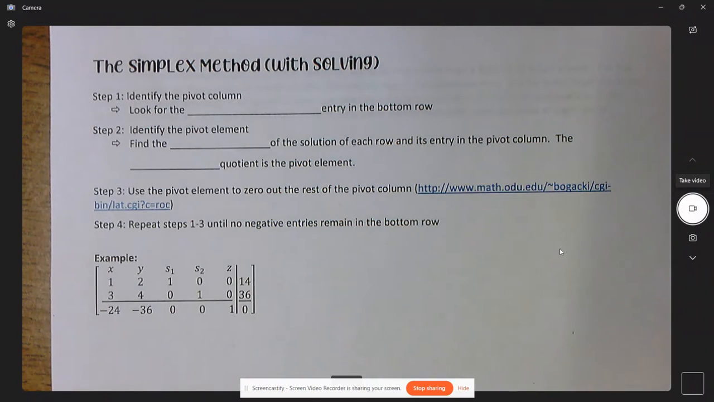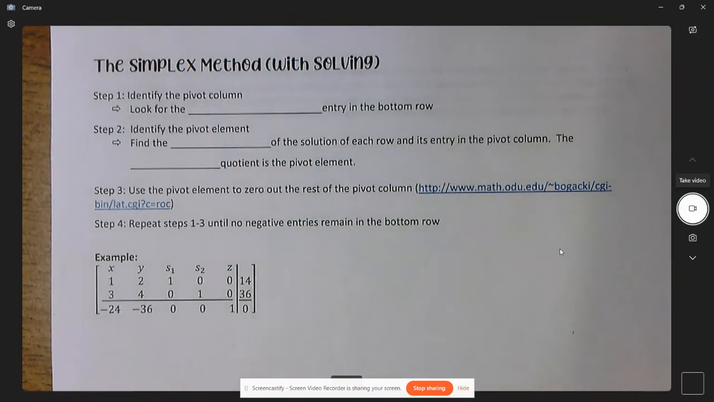All right, so this video is going to be about the simplex method with the actual solving steps. We're going to go through and talk about what each of these steps are and how you identify them and all that kind of fun stuff. So here are the extra pieces that we're adding in today.